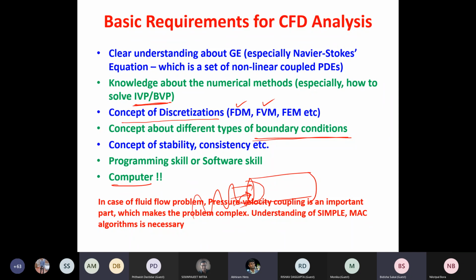And there are some popular algorithms like SIMPLE, MAC, etc. So we'll try to cover it at the end. If you can understand these things, it's very good. It means you are in a good position to start working. Okay, so with this, move to the next one.